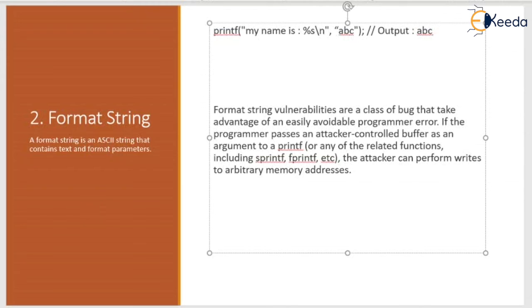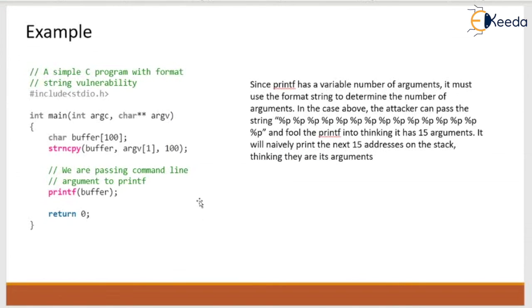To give you an example of this format string vulnerability, you can refer to this simple C program with a format string vulnerability, wherein we have declared a buffer with 100 characters. It's a buffer array, and we are using the string copy function of the C language, wherein we will print the buffer which has been input by the user. Since printf is a library function of C and it can have a variable number of arguments, it must use the format string to determine the number of arguments.